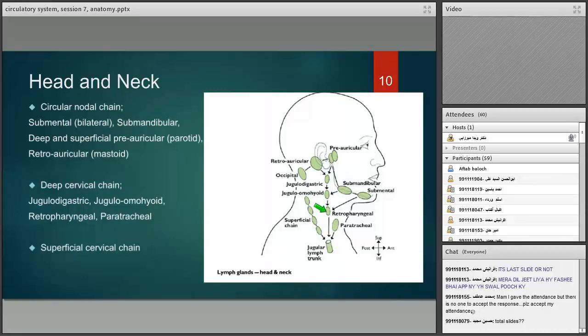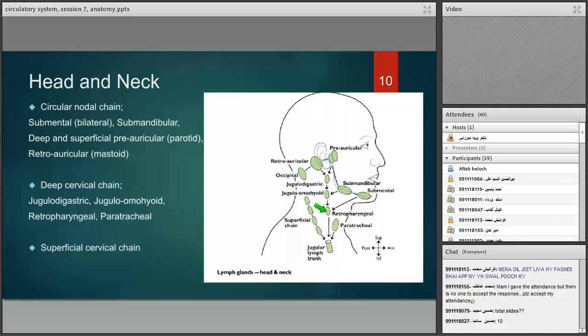Then we have retropharyngeal nodes behind the pharynx, and also we have paratracheal nodes at each side of the trachea. Paratracheal, you have seen them. Also, we have some superficial chains. These are the deep cervical chains. Also, we have some superficial chains in the neck.